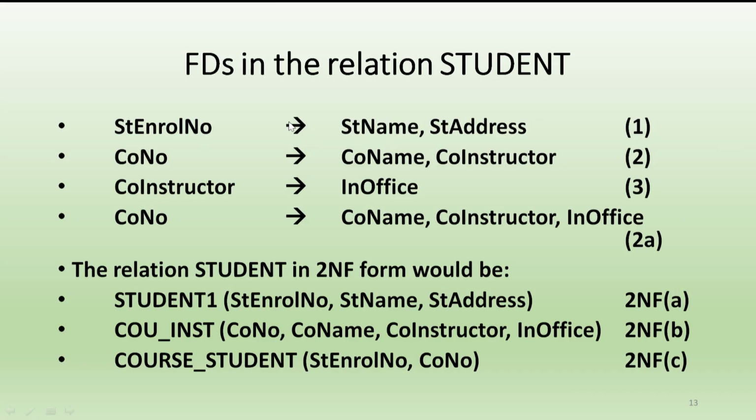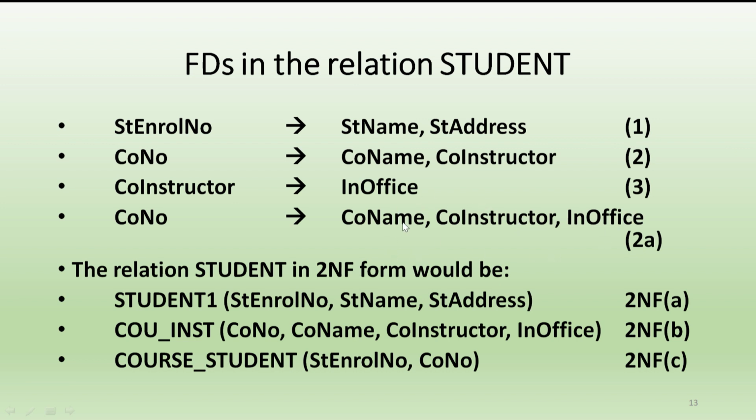Let's represent these dependencies the way it is mathematically represented. Student enrollment number determines student name and student address. Course number determines course name and course instructor, and course instructor determines course in office. In turn, because of these two transitive dependencies, course number is determining course name, course instructor, as well as in office.